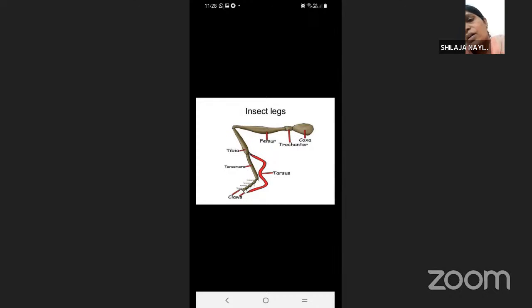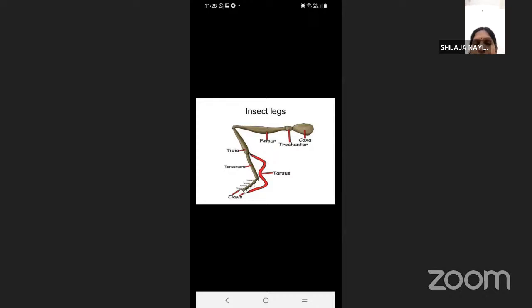The first four limbs also have the same parts: coxa, femur, and the one which joins the coxa and the femur is called the trochanter, then tibia and the tarsus.